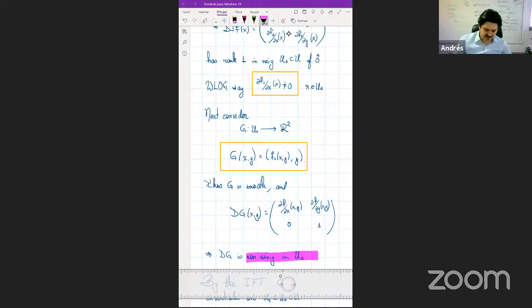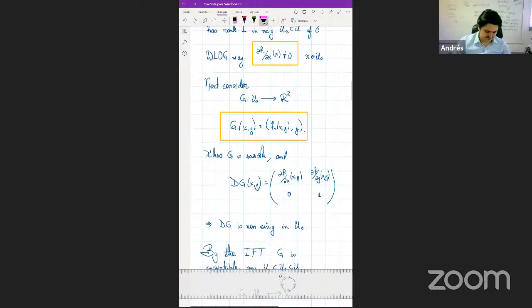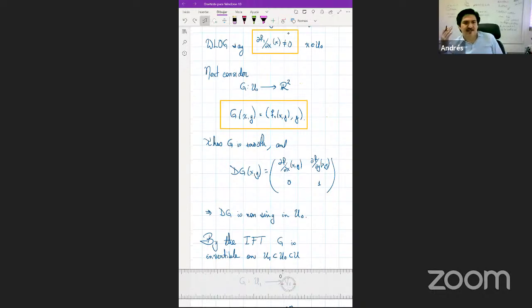So it's non-singular here. And we have seen this before in the inverse function theorem. If I have a smooth map which is non-singular at a point, then in a neighborhood of that point it is a diffeomorphism, like the inverse function theorem. The same in calculus of a single variable. If the derivative is non-zero, locally at that point, I have an inverse.